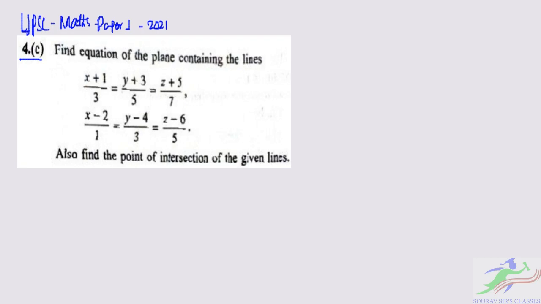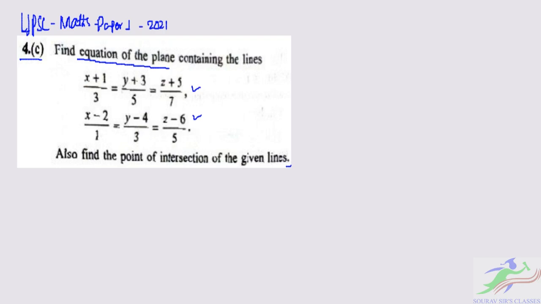We have to find the equation of the plane containing the lines. So these are the two lines. Also find the point of intersection of the given lines. So first we have to find the equation of the plane, and then we have to find the point of intersection of the given lines, right? So let us write what we have been given.